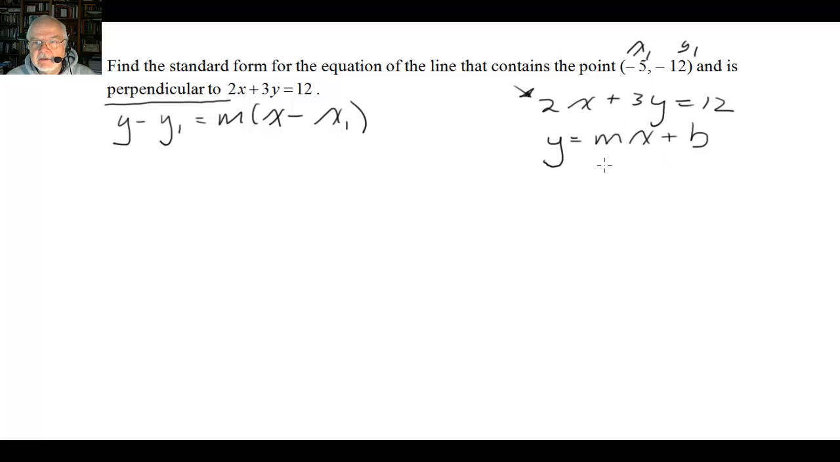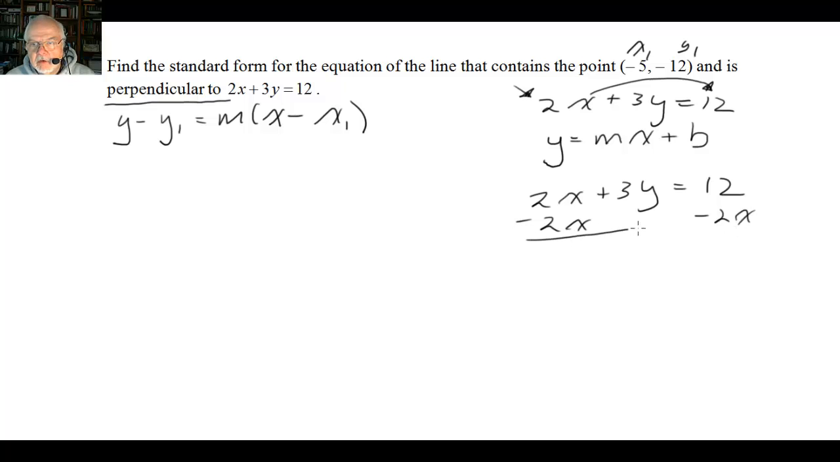That doesn't look like that, so we have to make it look like that by moving this over there. That's the first step. Let's copy it over: 2x + 3y = 12. Subtract 2x from both sides. That 0 goes away. It's 3y = -2x + 12. 3 is not 1, so I have to divide both sides by 3.